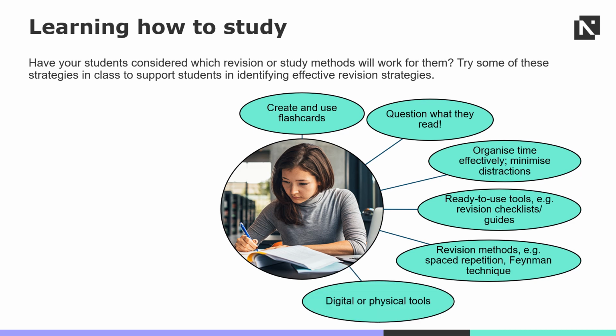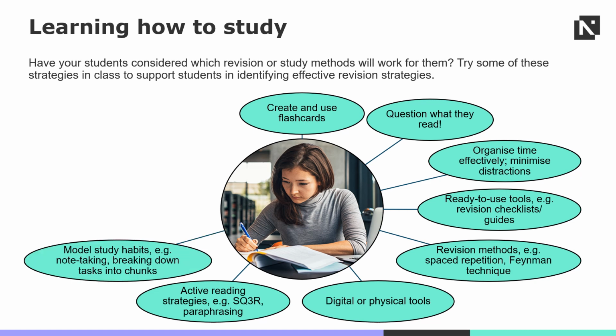Incorporate the use of digital or physical tools into lessons to identify or highlight key information. For example, using things like highlighters, mini whiteboards, post-its or online revision apps. Introduce active reading strategies to encourage better engagement with texts. So, for example, the SQ3R method, which is to survey, question, read, recite and review. Highlighting key points or annotating margins with summaries or questions can be useful. And paraphrasing paragraphs after reading to reinforce understanding.